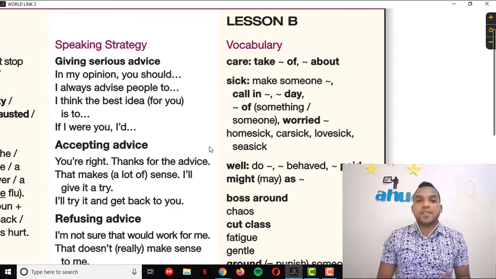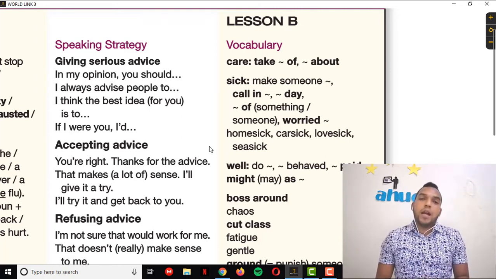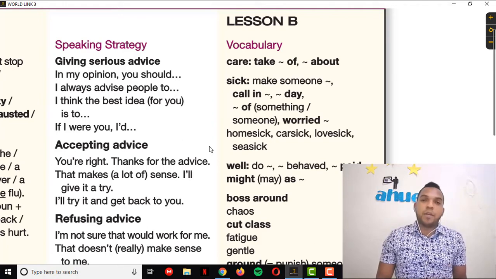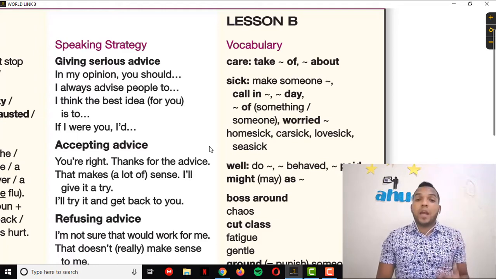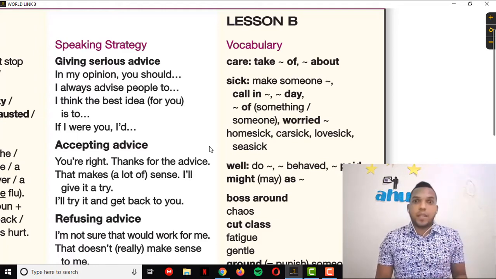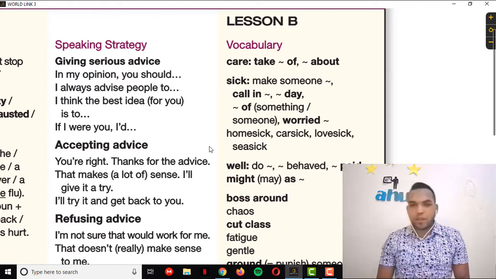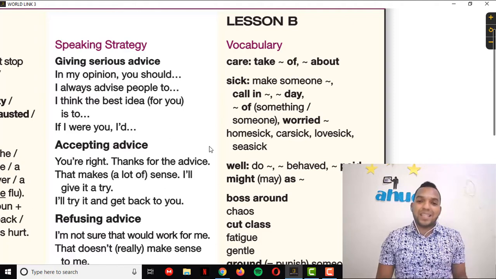And the last one is seasick. That is actually if you have a problem being in the sea. There are plenty of people that are in a ship or in a boat and they cannot be like that because they start getting dizzy, throwing up and all that. So that is a seasick person.